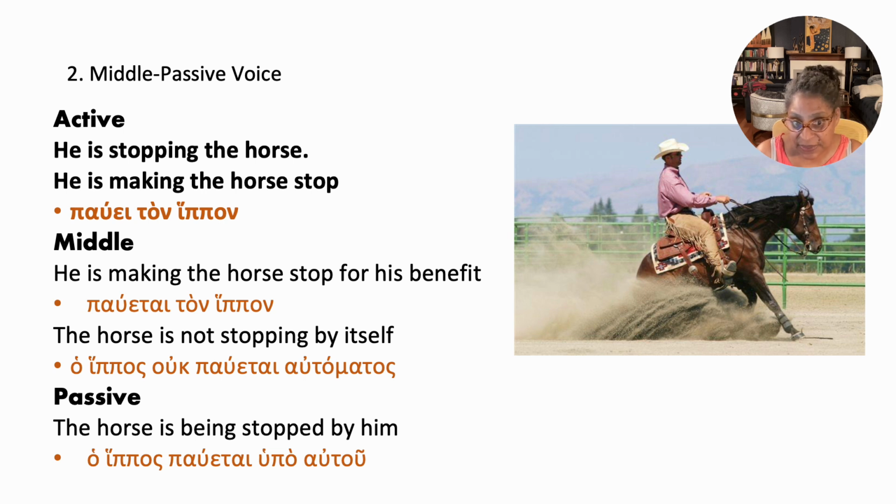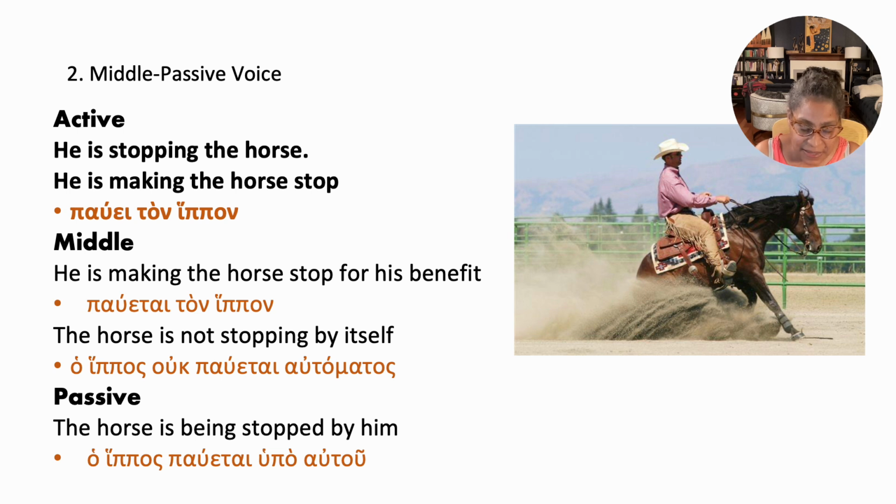Or the horse is not stopping itself, is not stopping by itself. So ho hippos uk pauetai. So the horse is not stopping automatos by itself. Someone else is doing it. But nonetheless, the horse is stopping itself, and that's the middle. Ho hippos uk pauetai is not stopping itself.